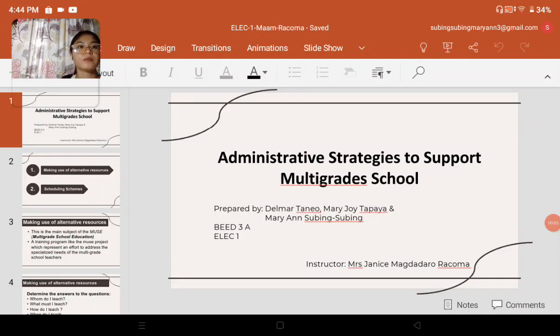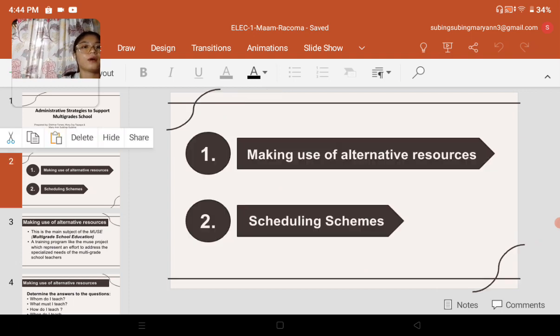Good day, Mom. Today we will discuss our assigned topic, which is administrative strategies to support multi-grade school. There are two parts in this topic. These are making use of alternative resources and scheduling schemes.